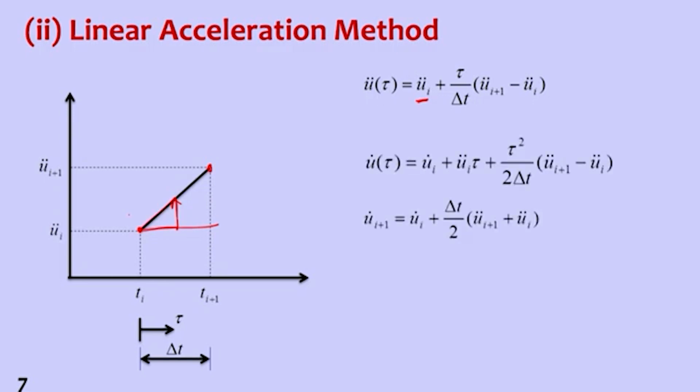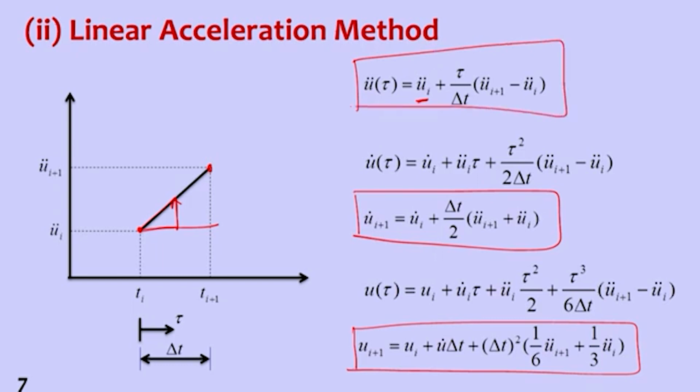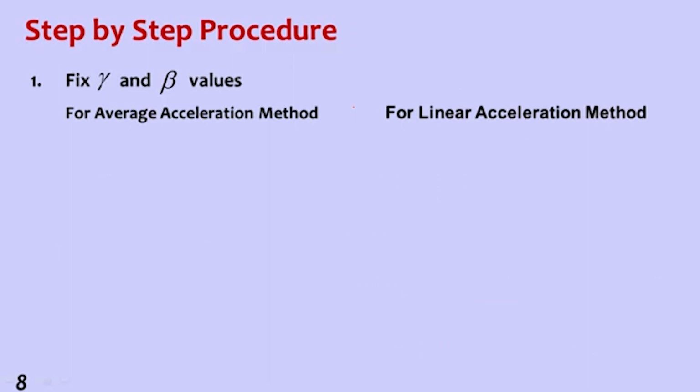Okay. And then again if you differentiate it, you get the velocity term. So, the velocity term you represent in terms of i, and if you double differentiate it, you again get the displacement term at this time instant. So, we need these 3. So, for the linear acceleration method, we found the angular acceleration. Now let us discuss the step by step procedure for this one.